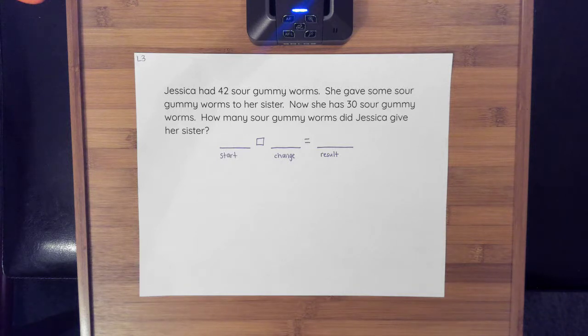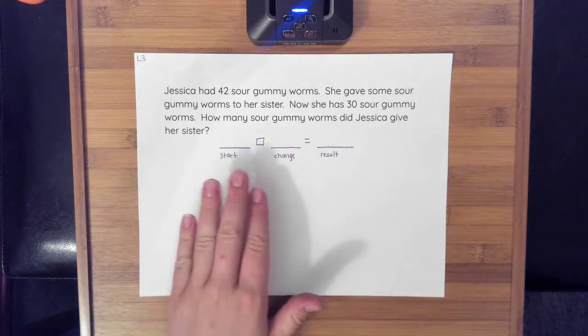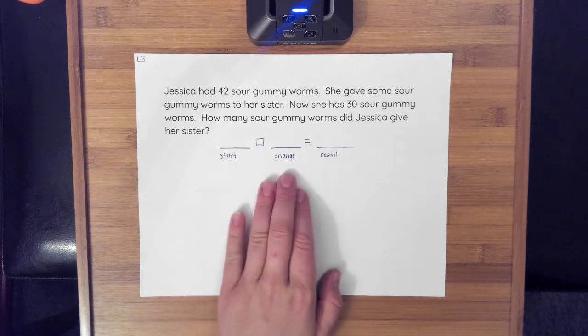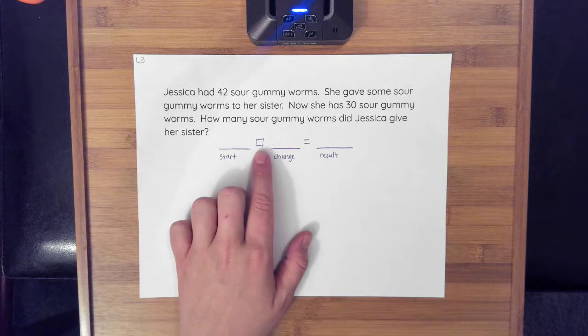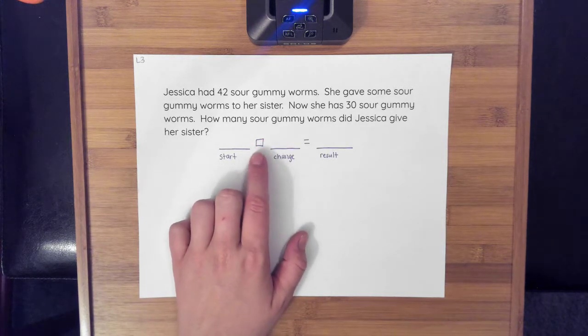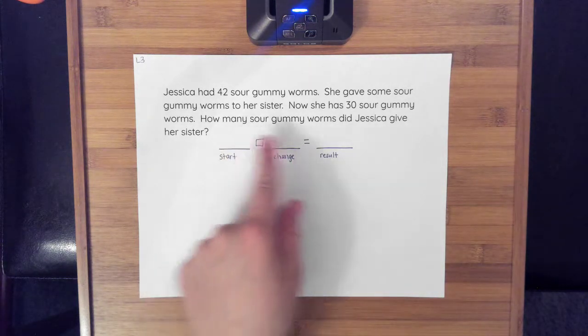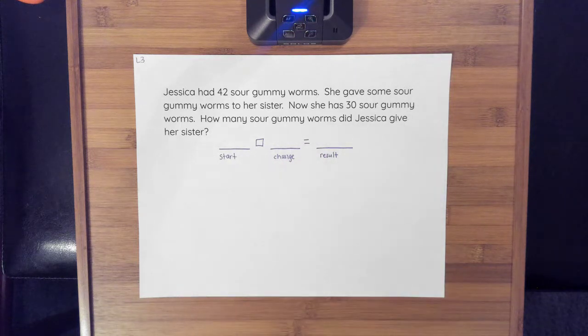I want you to take the next 30 seconds, and before I fill in our equation, remember we have our start, our change, and our result, and we have to figure out what operation we're doing, so we're going to be adding or subtracting. But before I fill it in, I want you to reread that question. If you need to, you can pause the video, and I want you in your notebook to fill this out. What would you put in each place if you're reading that word problem? So I'm going to give you the next 30 seconds to think about that.